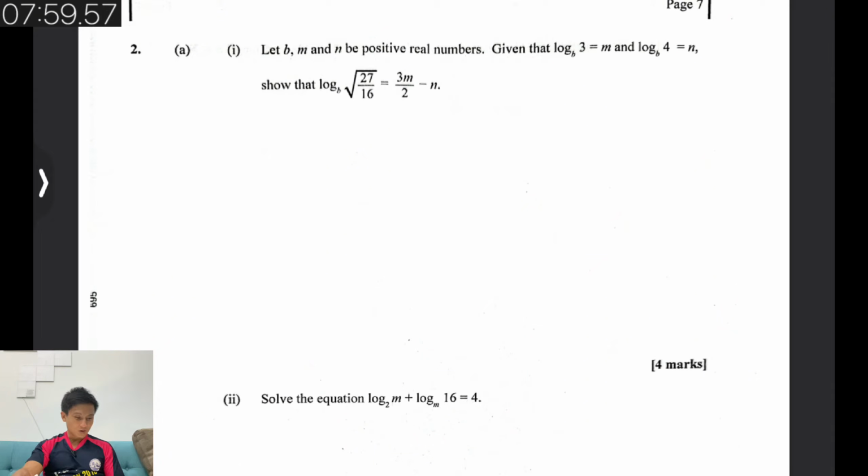Okay. Question 2a, part I. Let b, m, and n be positive real numbers, given that log base b of 3 equals m and log base b of 4 equals n. Show that log base b of the given expression equals (3m)/2 minus n.